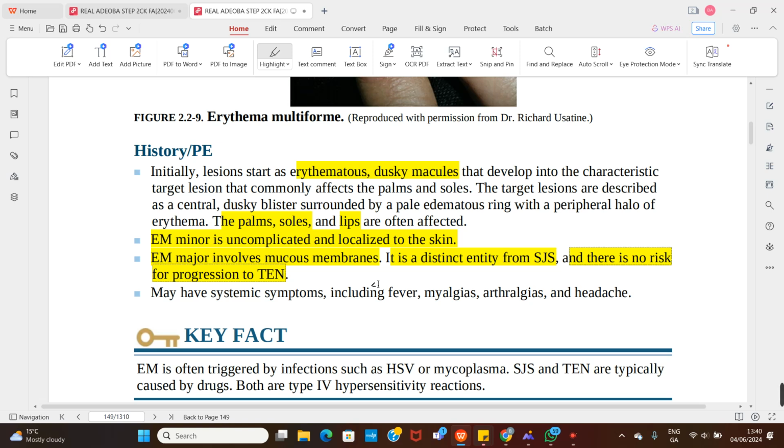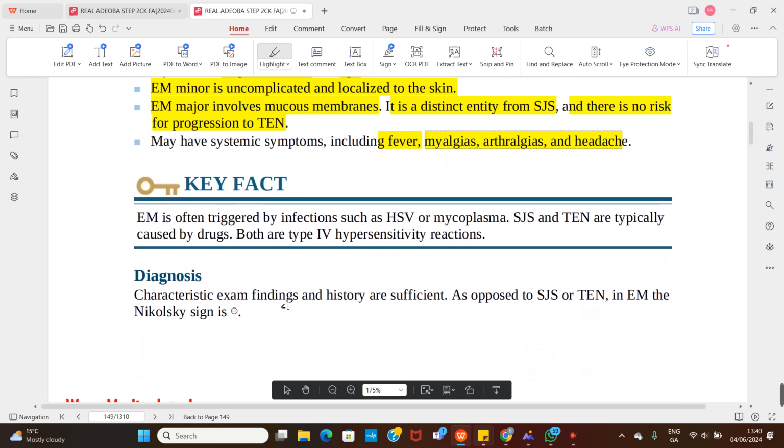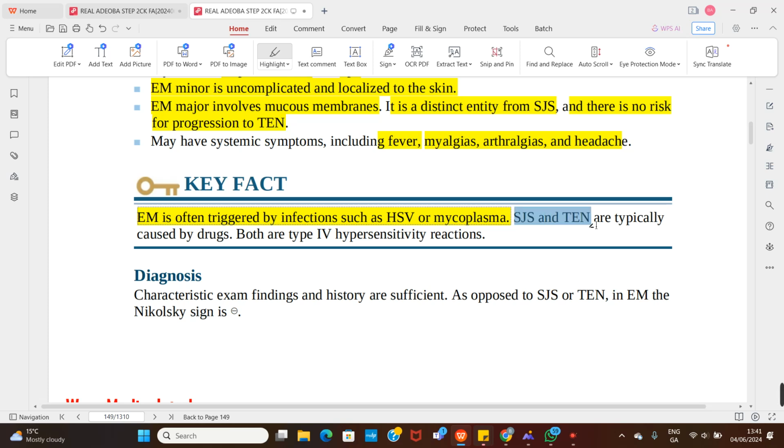Because erythema multiforme usually starts from an infection, you are going to get some systemic symptoms like fever, myalgia, arthralgia, and headaches. Although this doesn't separate it from SJS or TEN, because they also have fever, arthralgia, headache, and hypotension. They have systemic problems too. So don't forget, EM is usually triggered by HSV or Mycoplasma. Very, very important stuff. Erythema multiforme comes from infection like HSV or Mycoplasma pneumoniae, while SJS and TEN are typically caused by drugs. But both of them are type 4 hypersensitivity reactions.